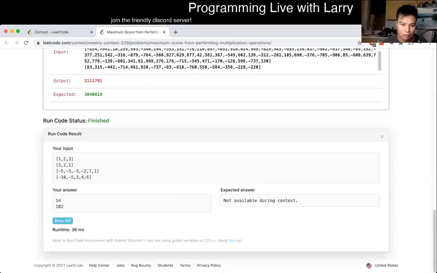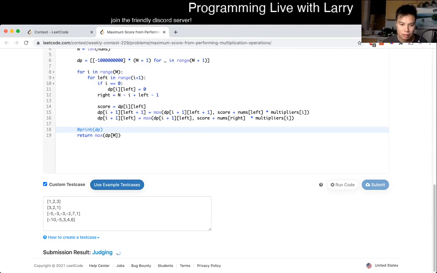$14,102, let's go. Please don't TLE. Then maybe it's some greedy that I don't know how to do.